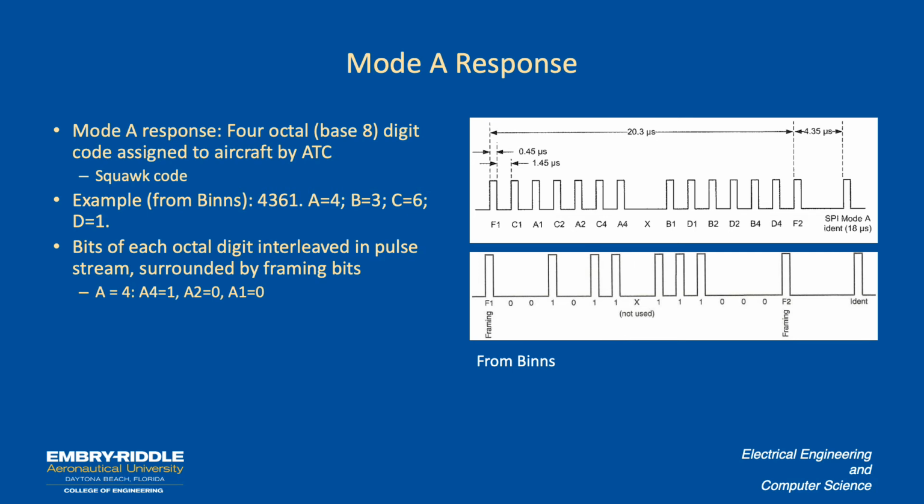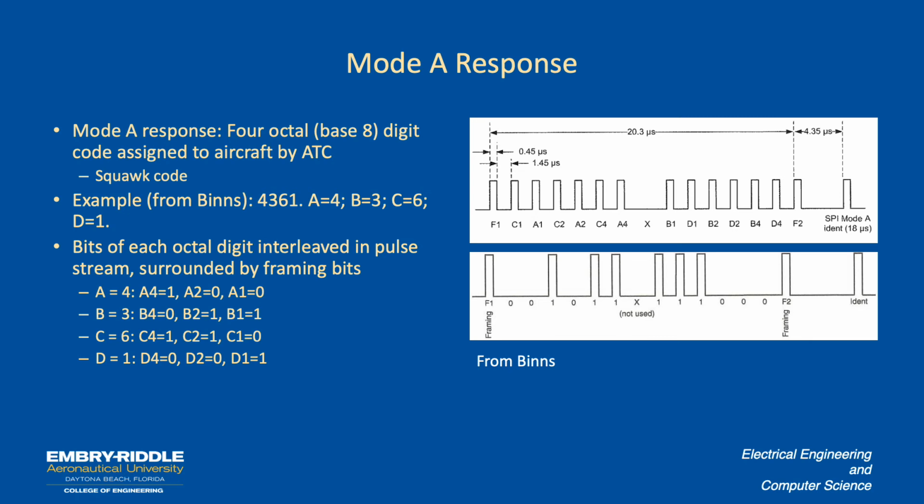So for 4, the 4's bit is 1, the 2's bit is 0, and the 1 bit is 0. For the 3 in the B slot, there's no 4, 2 is 1, and 1 is 1. For 6, you need 1 plus 2, so you have a 1 in the 4 slot and a 1 in the 2 slot. And then for D equals 1, you have 0 in the 4 slot, 0 in the 2 slot, and 1 in the 1 slot.